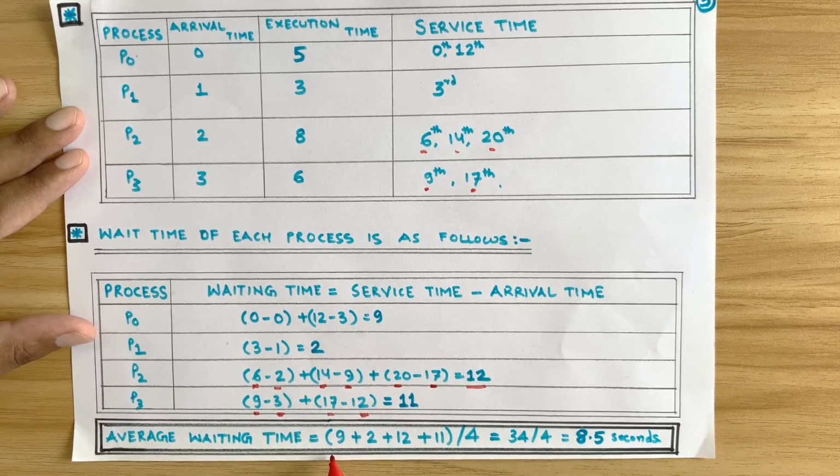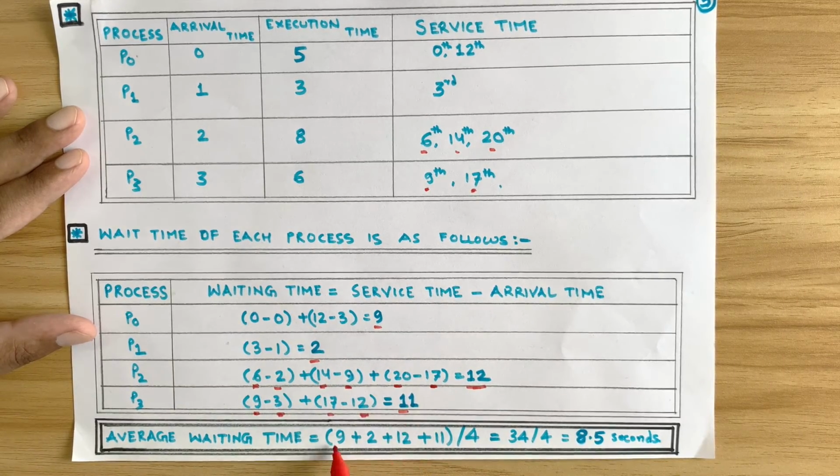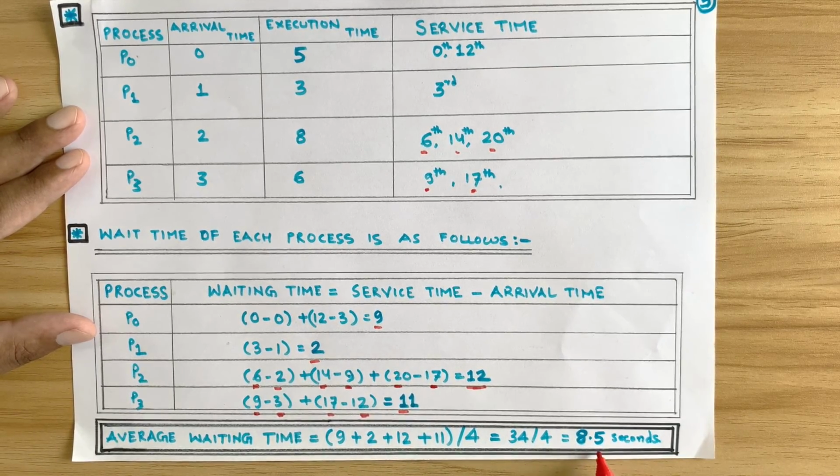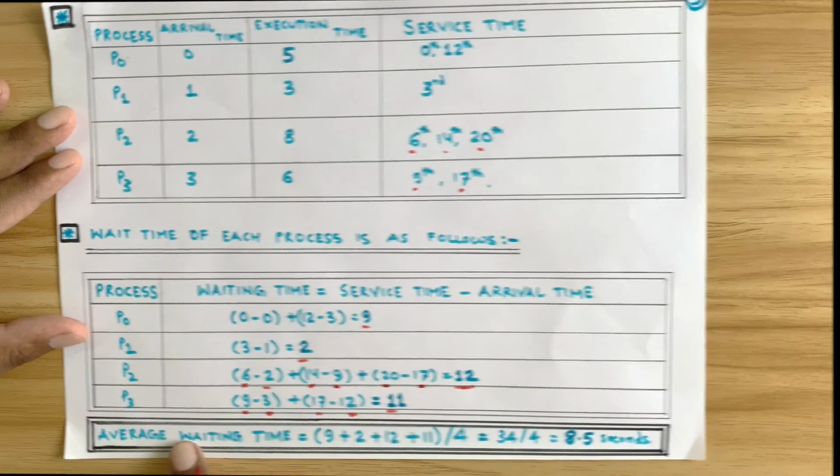Now what is the average waiting time? We add 9 plus 2 plus 12 plus 11 and divide by 4. Since these are 4 in number, hence we divide by 4. So 9 plus 2 plus 12 plus 11 gives us 34 by 4, which is equal to 8.5 seconds. Hence the average waiting time is 8.5 seconds, which means each process has to wait on an average for 8.5 seconds to be assigned to the processor, to be given service of the processor. So this is your 8.5 seconds average waiting time.